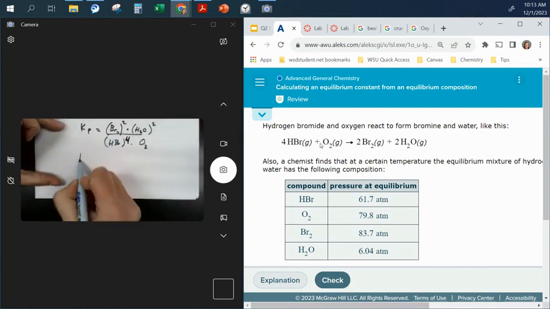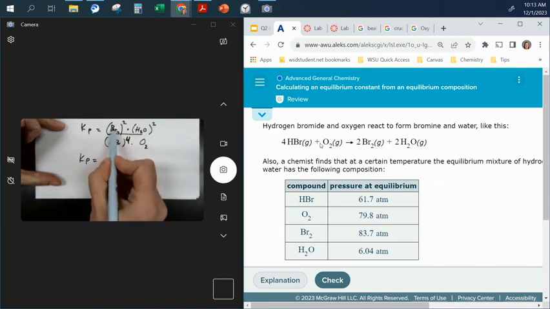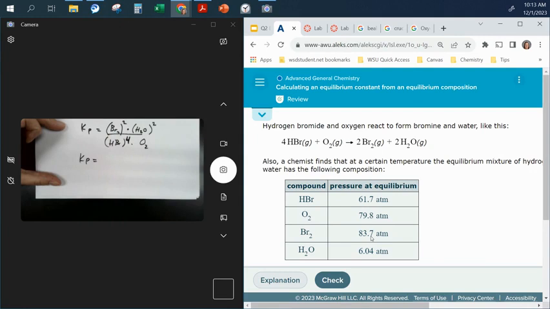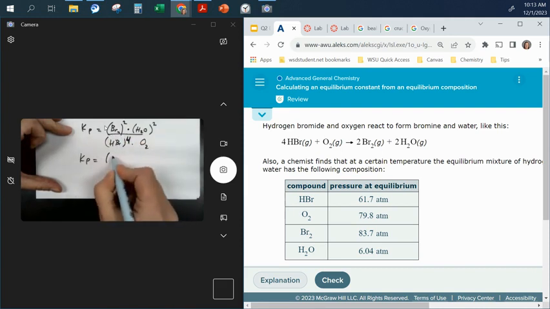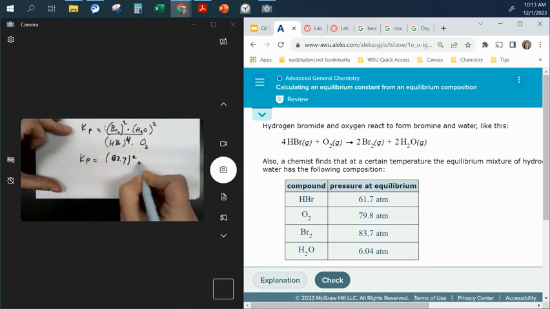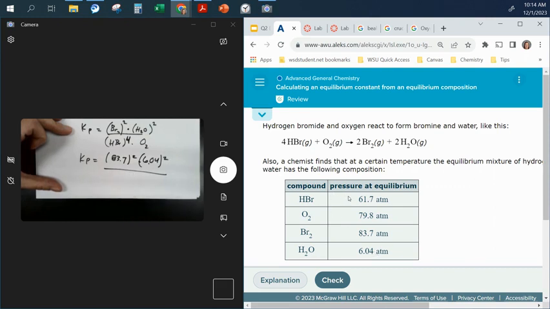And then the next step is I'm going to take these numbers, and instead of putting Br2, I'm going to put 83.7. I'm just going to read off this and put it there. Yes, it's a step more than we already did. So instead of Br2, I'm going to put 83.7 squared. Instead of water, I'm going to put 6.04 squared, all over HBr, 61.7 raised to the 4 times oxygen raised to the 1. And then I just type that in my calculator.